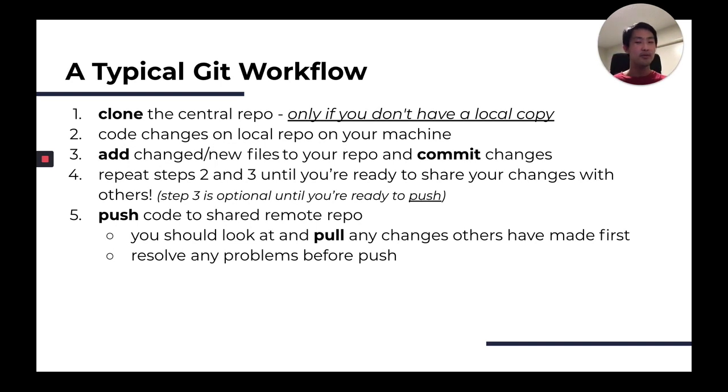Now, before you push, some words of caution: you should look at and pull any changes that others have made first. And then a lot of times what's going to happen is there might be some conflicts. Someone who pushed a change before you might have edited the same file that you're editing. This is going to cause what's called a Git conflict. And that is something that Git can't help you with.